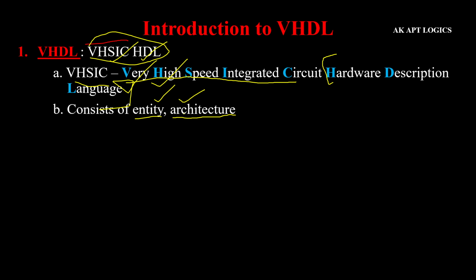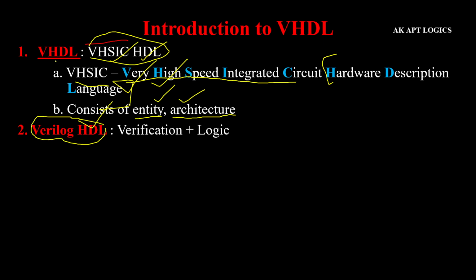Coming to Verilog HDL, this is also a type of hardware description language which is used to describe hardware, like the components in digital electronics, such as half adder, full adder, and so on. VHDL is a strongly typed language. It means we need to use more syntax, there is more code. It is very difficult to write code in VHDL, whereas in Verilog we can write the code very simply.